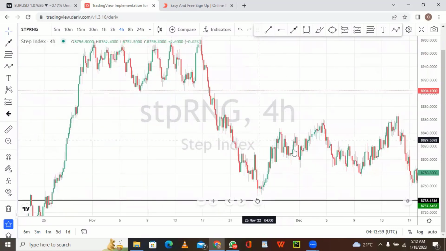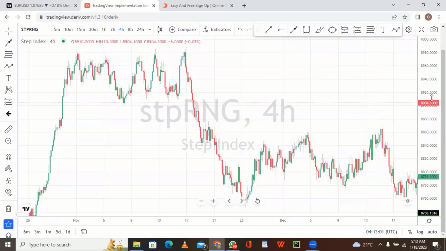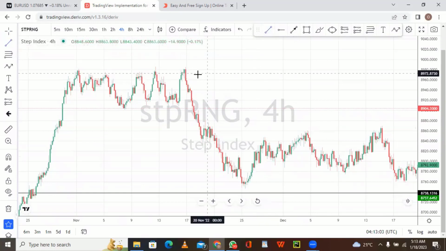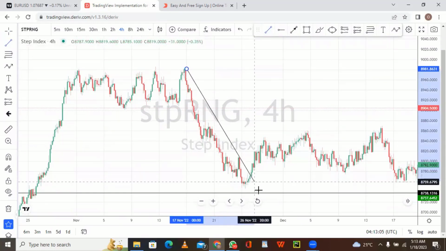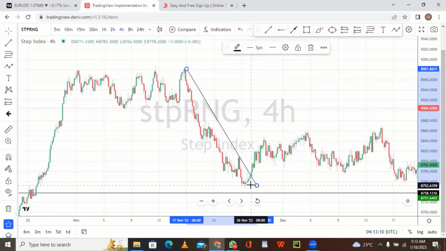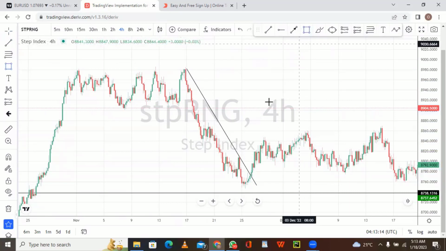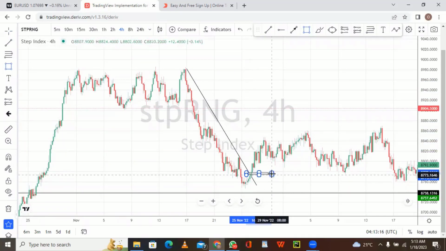Okay. If you look at this particular point as well, there is another level where you can actually detect a trend line at this point. And what you see is that here, the market broke the trend line here.